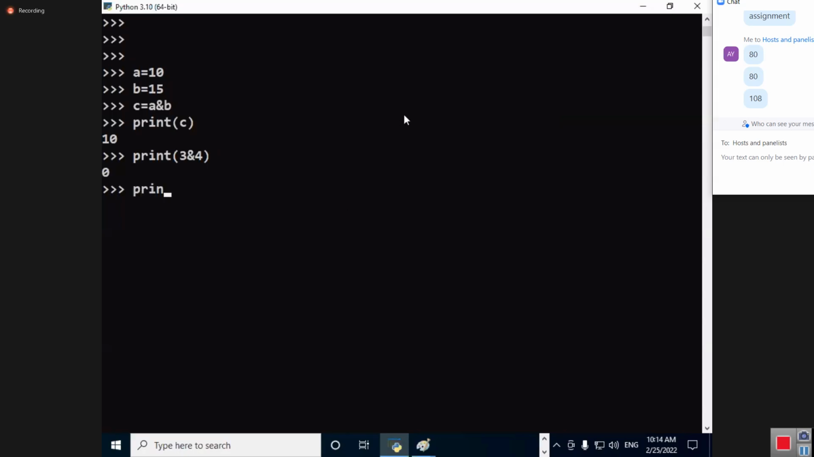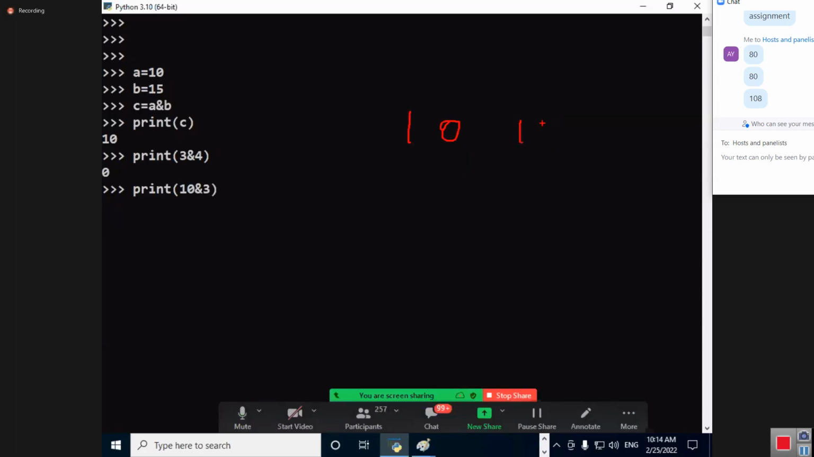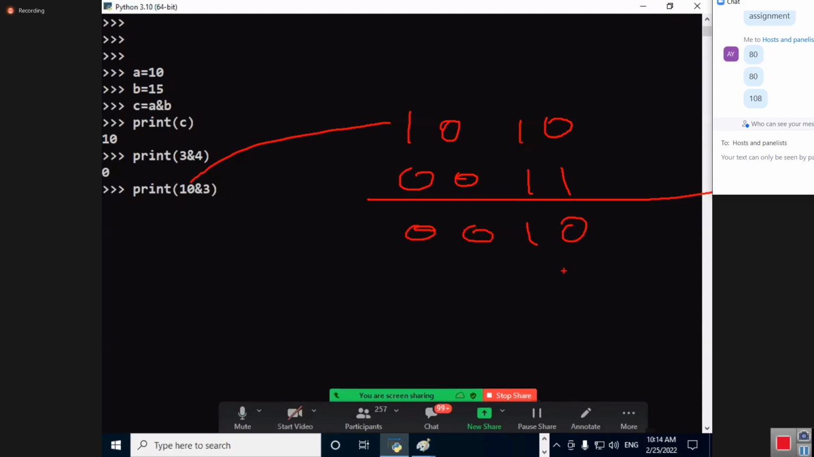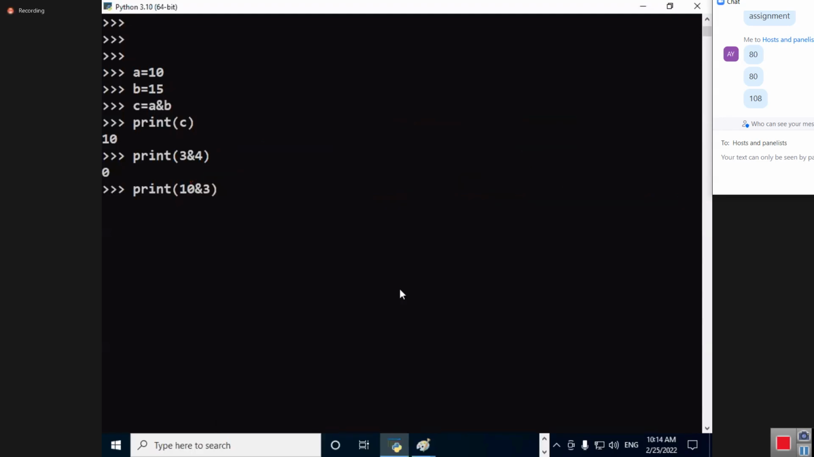Print of 10 and 3. Come on. 1 0 1 0 for 10, for 3, 0 0 1 1. Result 0 0 1 0. Answer is 2 to the power of 0, 2 to the power of 1, 2 square, 2 cube. Answer is what? 2 only.